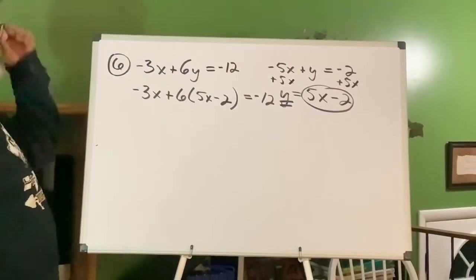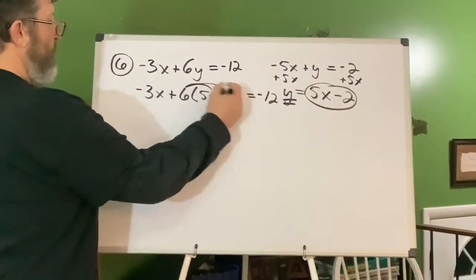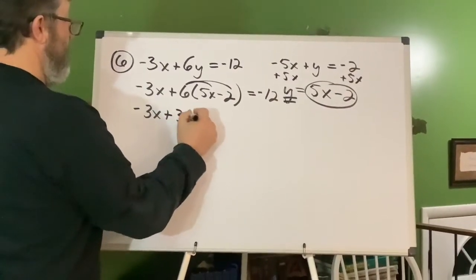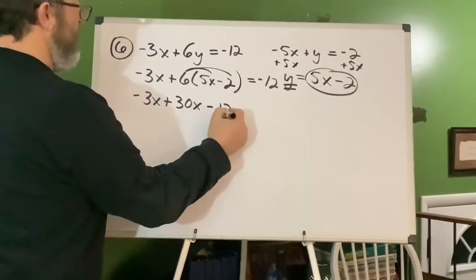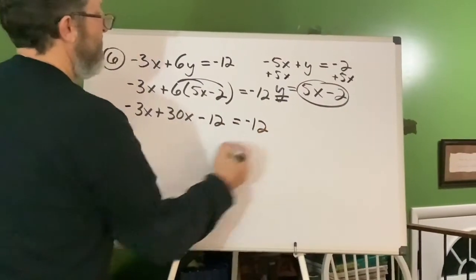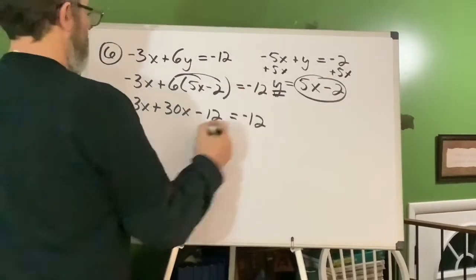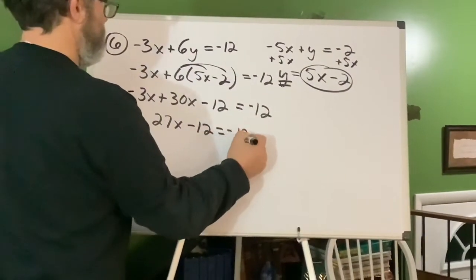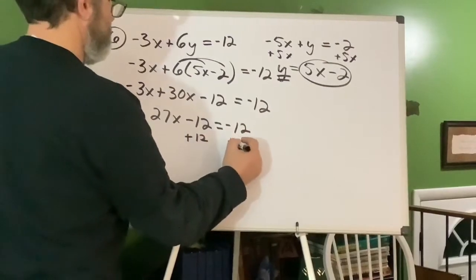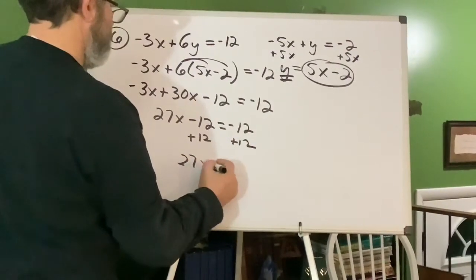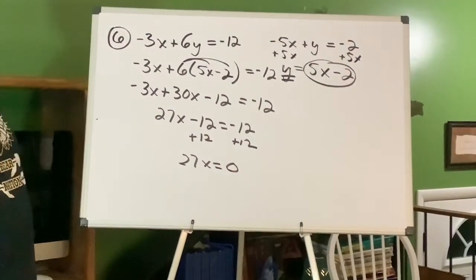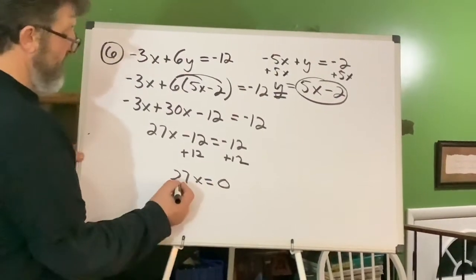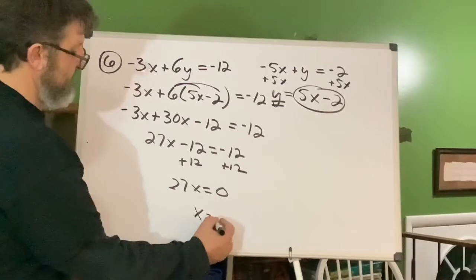Okay, here we go. So as you know, we're going to go distributive property. Okay, negative 3x plus 30x minus 12, right, equals negative 12. Okay, so here I go, 27x minus 12 equals negative 12. Add 12 to both sides. 27x equals 0, doesn't it? I know I'm going kind of fast here, but I bet you guys are probably doing pretty good here. Divide both sides by 27, well, obviously 27 times what equals 0? X obviously has to equal 0.